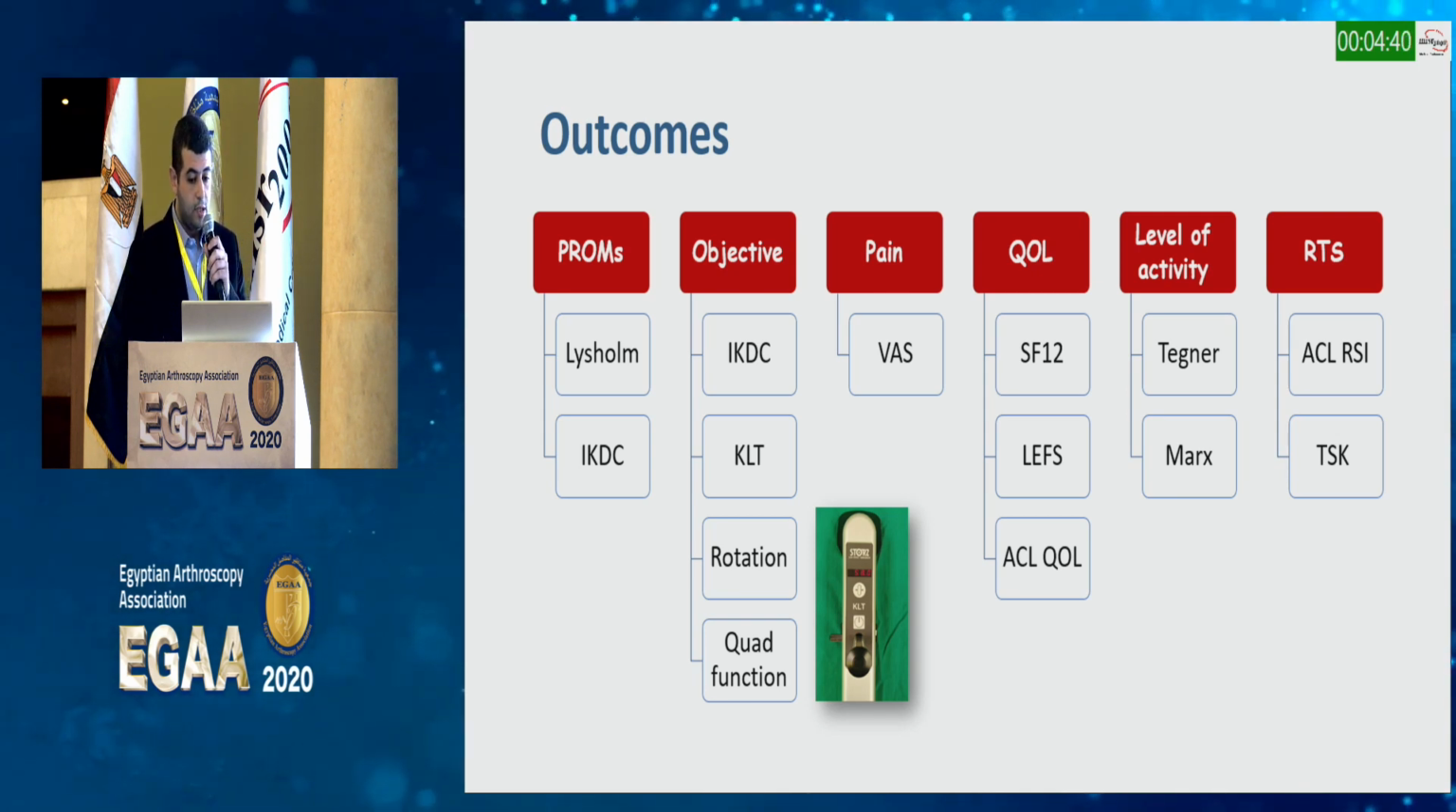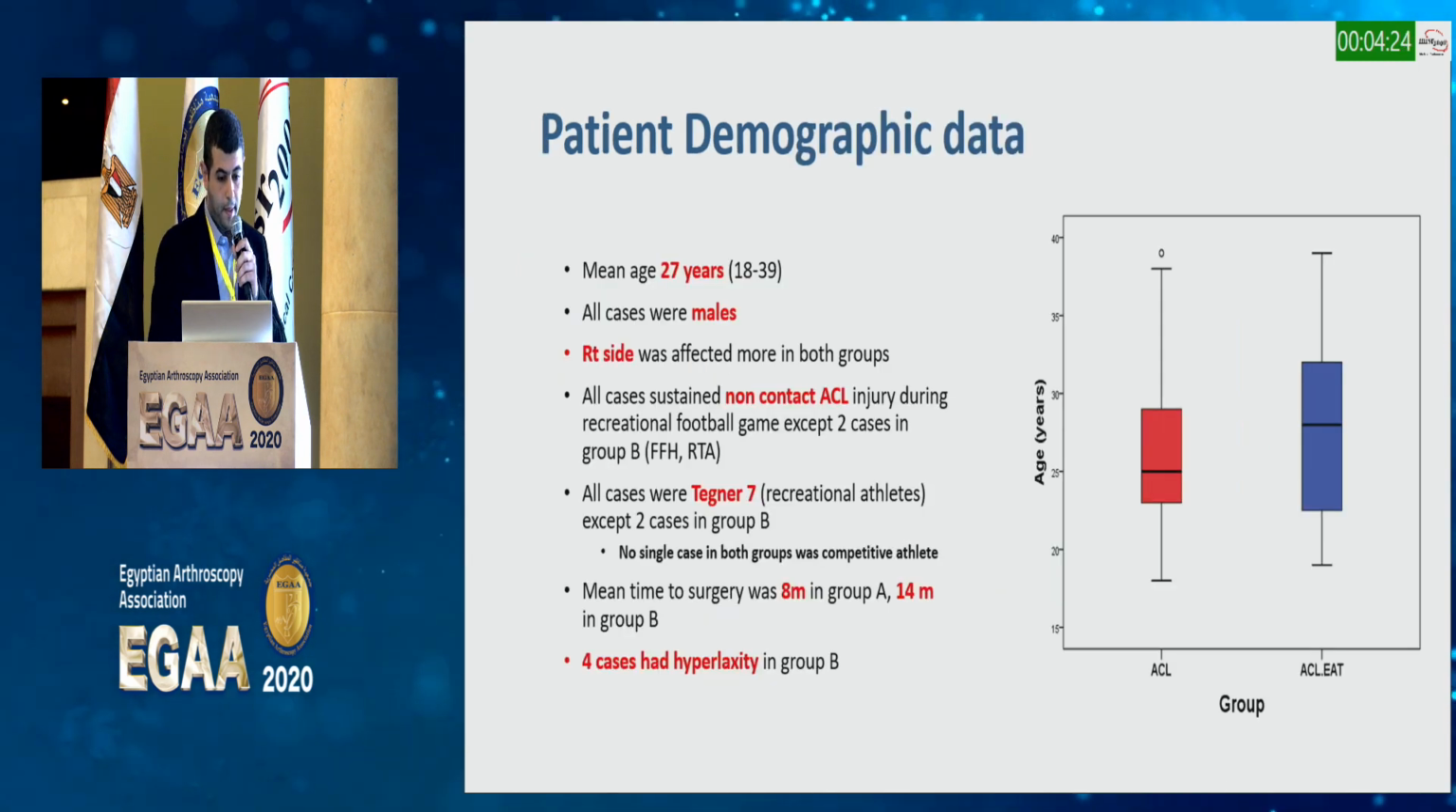Quality of life was assessed using a general health quality of life score, the limb-specific quality of life score, and the ACL quality of life score. Activity level was assessed using the Tegner and the Marx activity scale. Return to sport was assessed by the return to sport after injury scale and the Tampa scale of kinesiophobia.